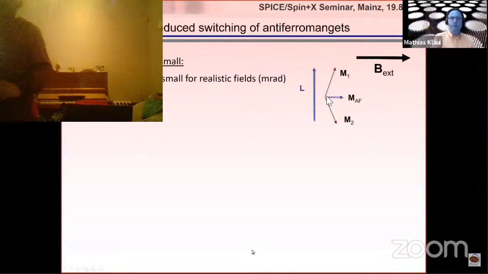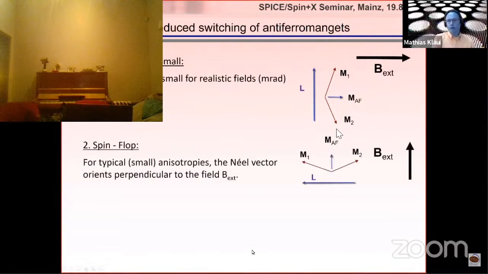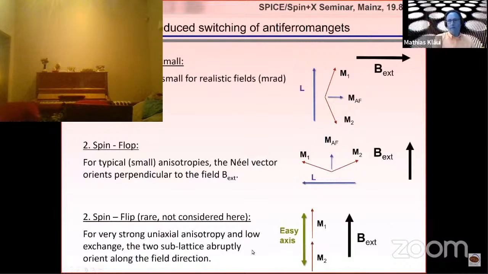However, what we can achieve is that if we orient the field in a different direction, the two sublattices will actually also rotate to align themselves perpendicular to the applied field. And that is the so-called spin flop. Then we have the net moment due to the canting, which is parallel to the field, reducing the Zeeman energy. And in a very rare case where you have not very strong exchange coupling, but strong anisotropy, you might even get a spin flip, but we're not going to consider that. I just say that for completeness.